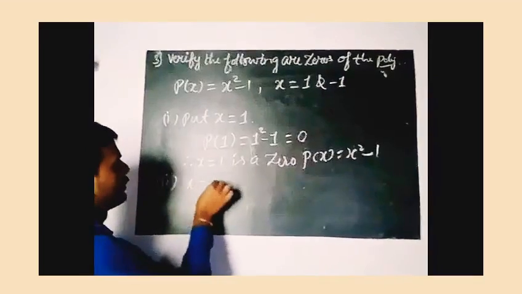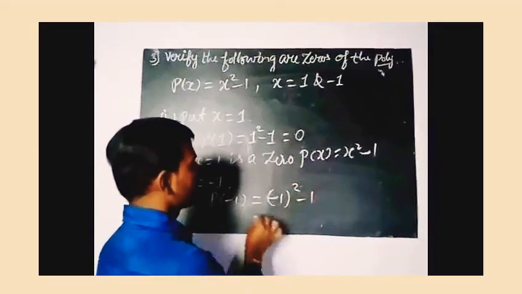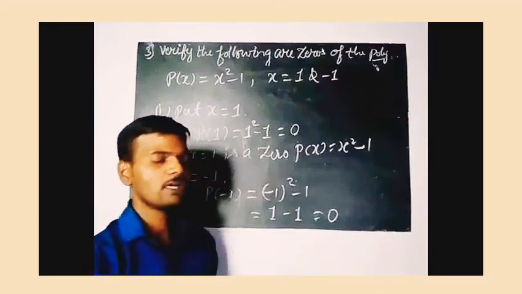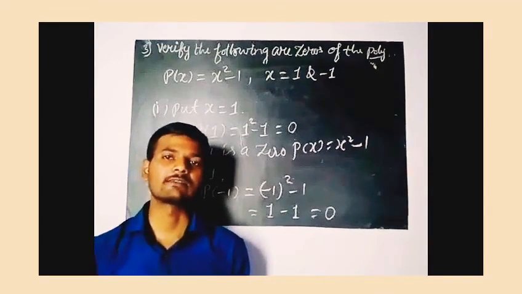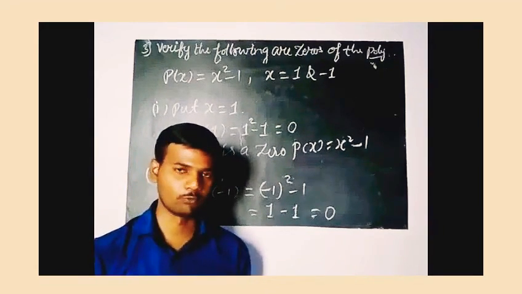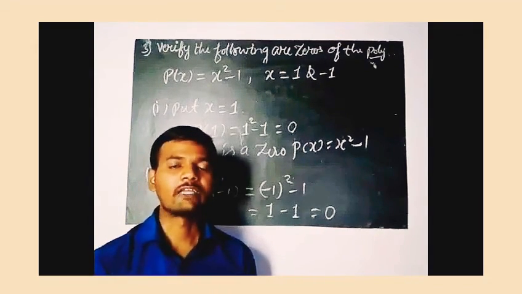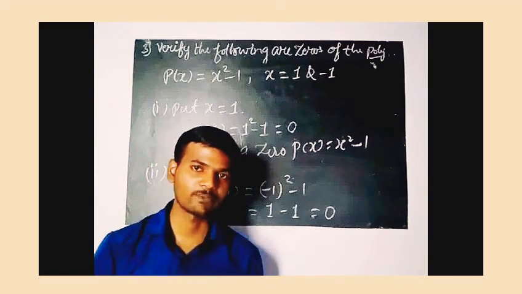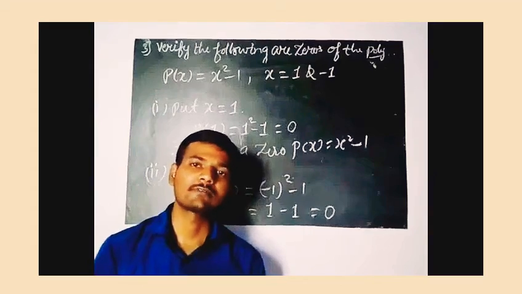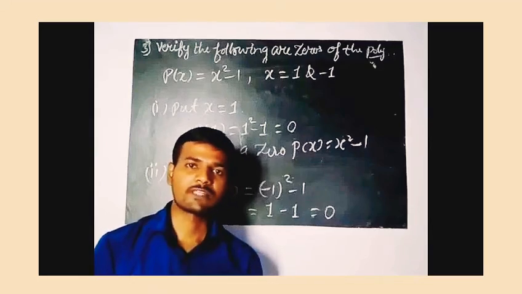Next, x is equal to minus 1. P of minus 1 is equal to minus 1 whole square minus 1. Minus 1 whole square means 1, minus 1. It also becomes 0. Therefore, x is equal to minus 1 and x is equal to 1 are the zeros of the polynomial p of x is equal to x square minus 1. If the polynomial becomes 0, then we consider those values of the variable as the zeros of the polynomial, which verifies them. In this way, we are verifying the zeros of the polynomial.